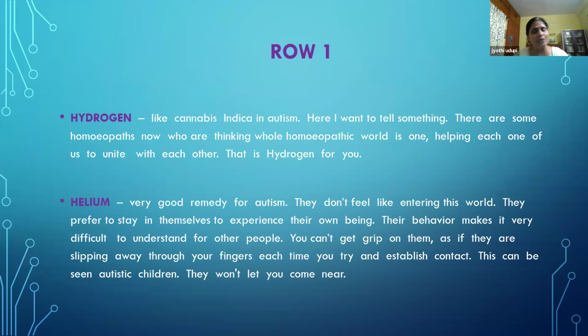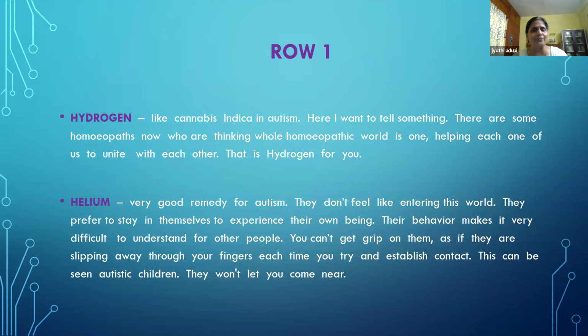Hydrogen in autism is like cannabis indica in autism. There are some homeopaths now who are thinking the whole homeopathic world is one, each of us helping each other. Few years back, we didn't have all these webinars, especially free webinars, online teaching. But now all of us want to grow together. So this is also hydrogen thinking.